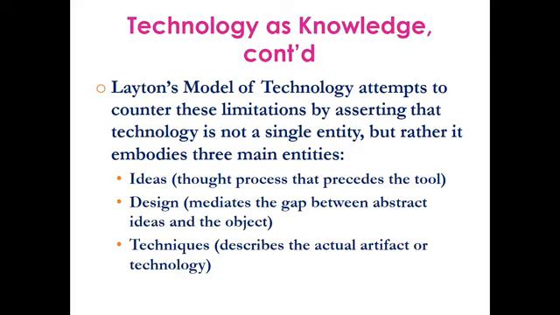And then he says that there is a design, that which mediates the gap between abstract ideas and the object. So before you actually design the object, you must have perceived it in your mind. And that perception is what you then eventually put into action and create an artifact. That's the technique, the actual artifact or technology. So this is, let's say, an attempt to modify the metaphorical definition of technology as knowledge. Here, it's saying that technology is not a single entity, but rather embodies three entities.